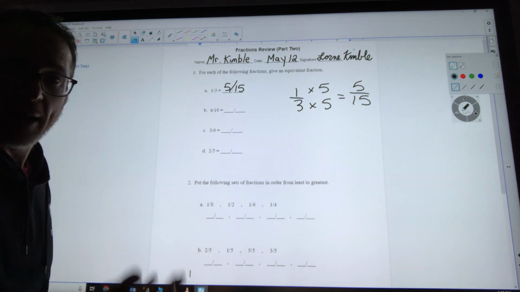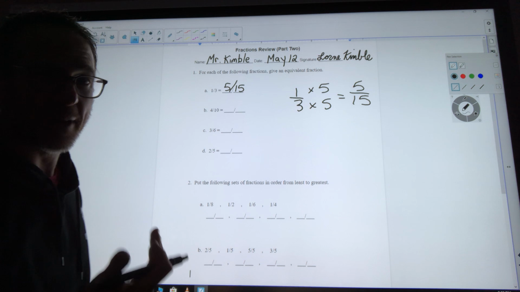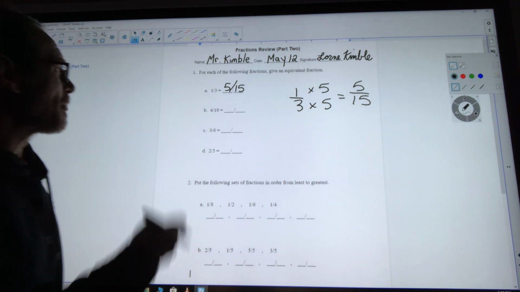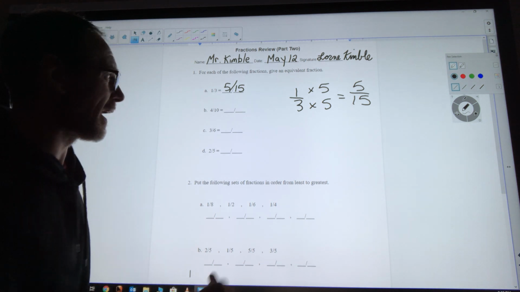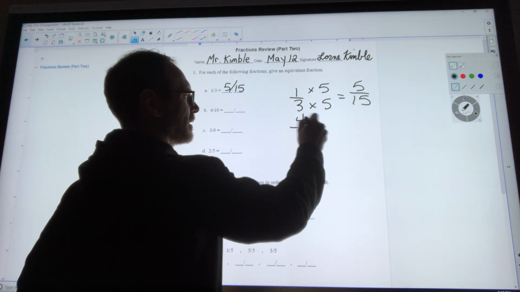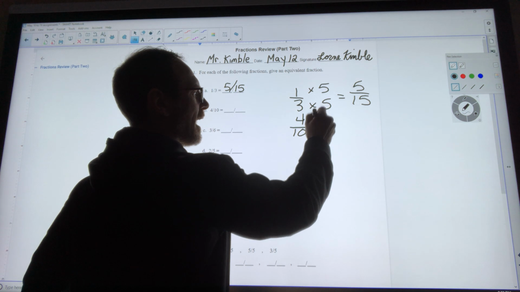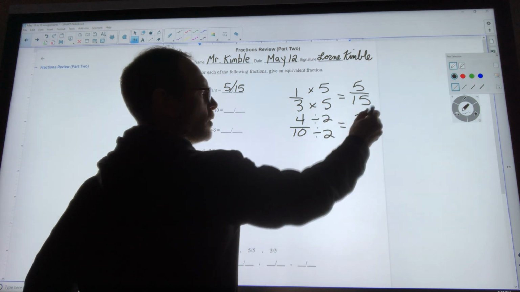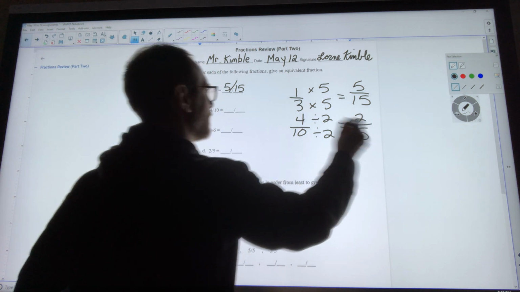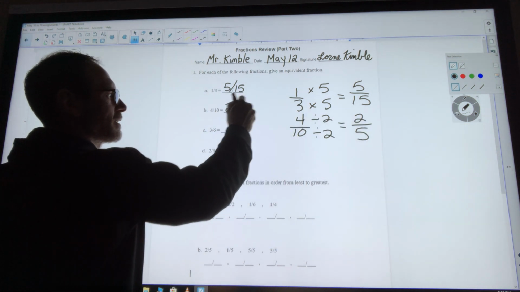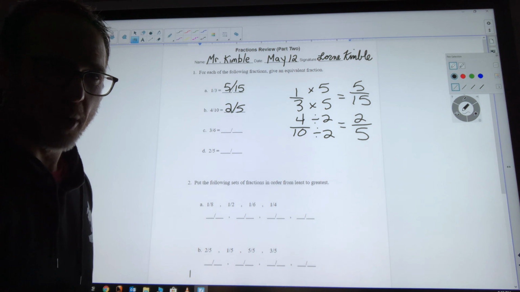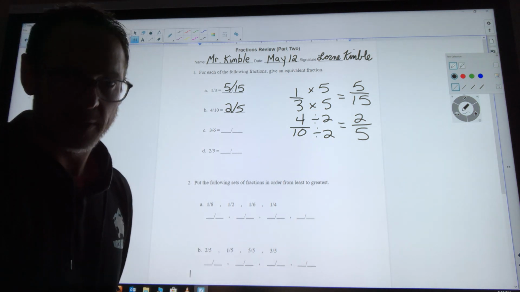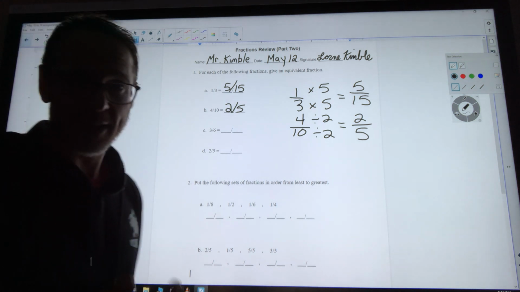4/10, if I was looking on my fraction strips, I would find that 2/5 is the same size as 4/10. You could also use division to find that same answer. If I divide the top and the bottom both by 2, 4 divided by 2 is 2, and 10 divided by 2 is 5. So 2/5. If you used multiplication, like for example, if you multiply both by 2, you'd find that 8/20 is equivalent to 4/10, and that's a good answer too.